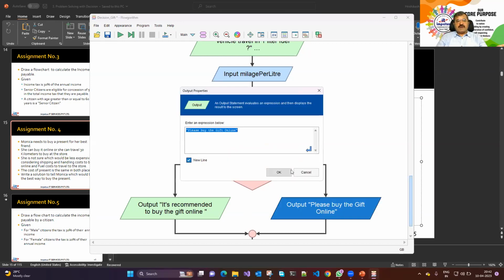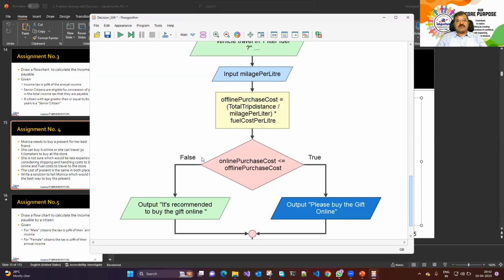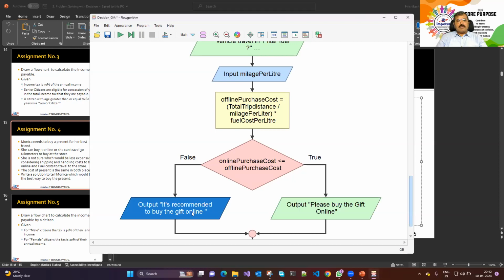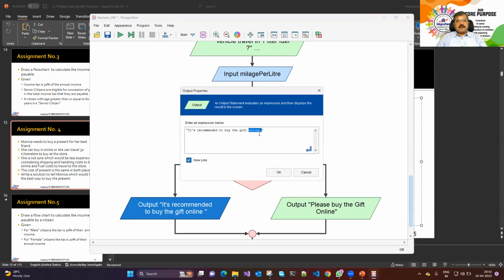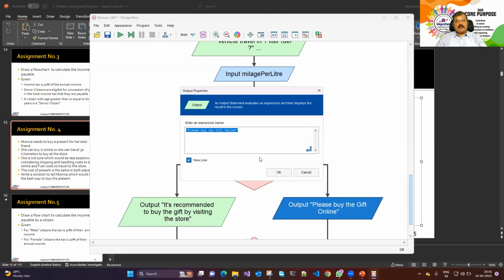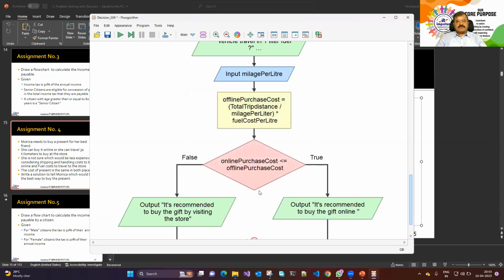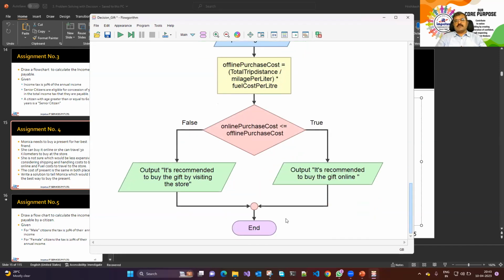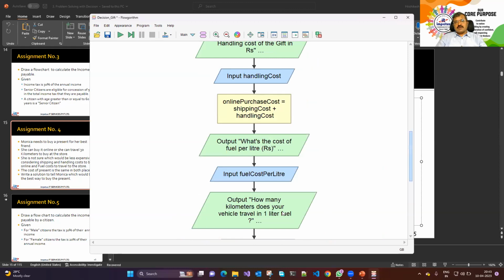And if the condition is true, I say it's recommended to buy the gift online. Otherwise, say it's better to buy the gift from the store. And then you stop. So that's how you could have solved this particular example.